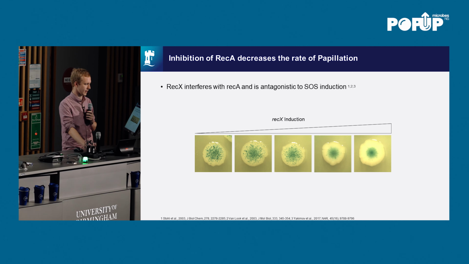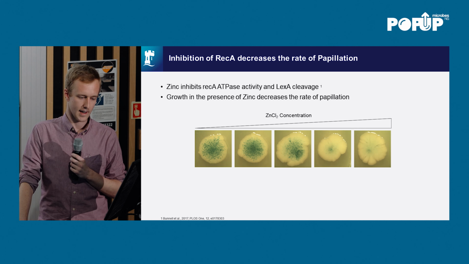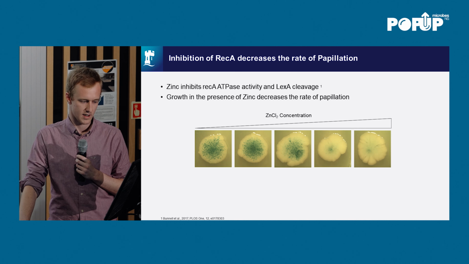You can also do this chemically. So zinc inhibits RecA ATPase activity, which is required for LexA cleavage to induce the SOS response. So I performed assays across a gradient of zinc chloride, and the same again, increased zinc, increased inhibition of RecA, the rate of CRISPR adaptation goes down.